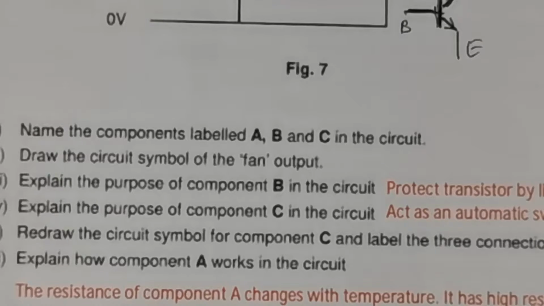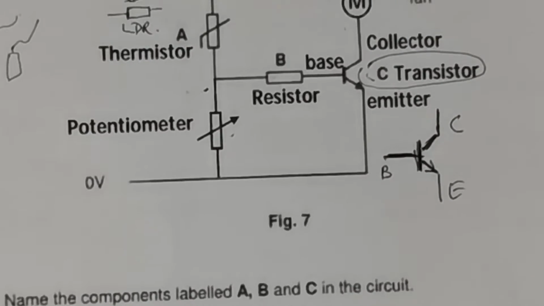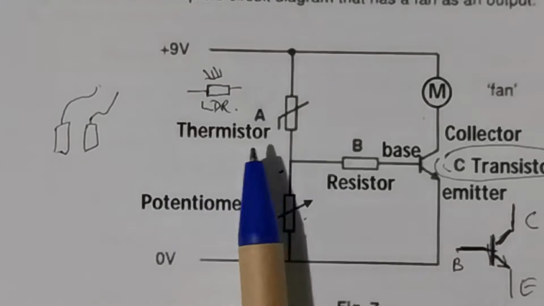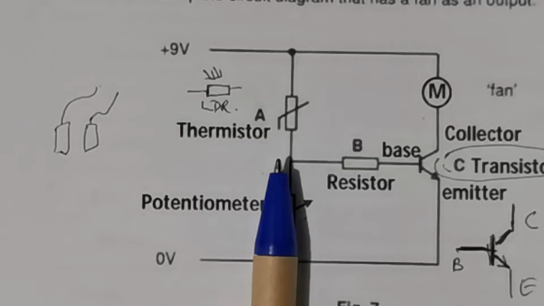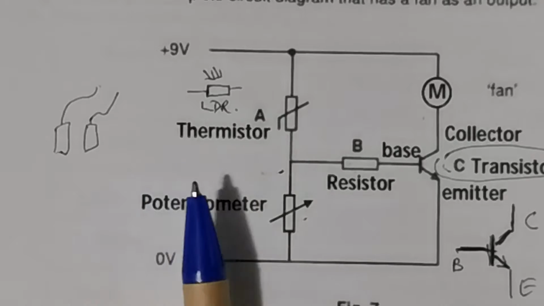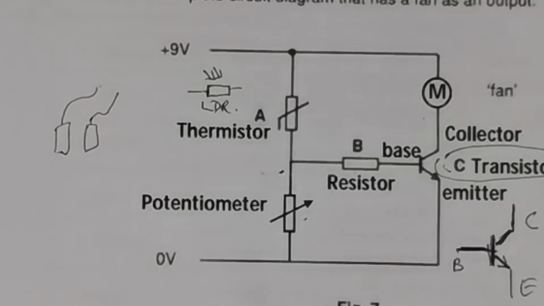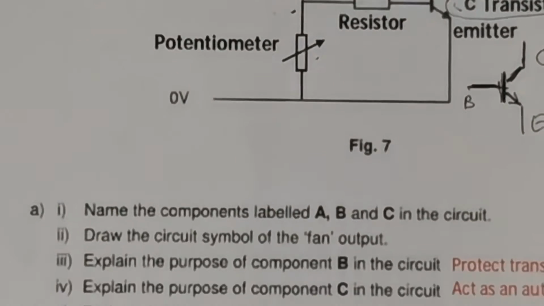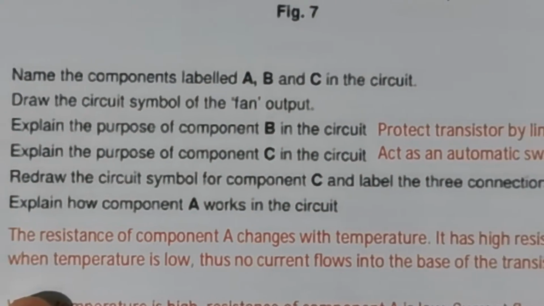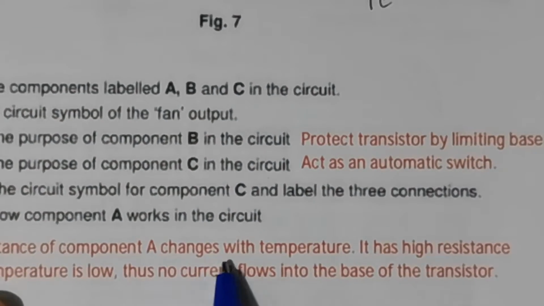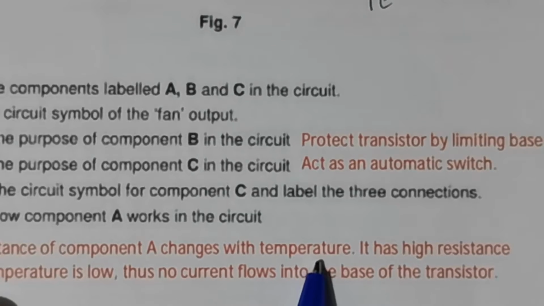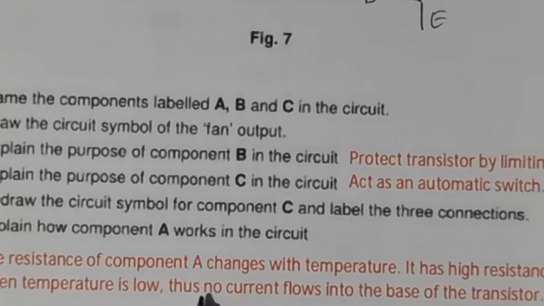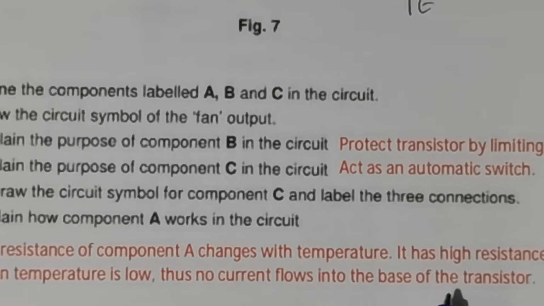Explain how component A works in the circuit. Now this is component A. Of course, the purpose is to sense the temperature. It acts as a sensor to sense the temperature. Thermistor. Let's see where is the answer. The resistance of component A changes with the temperature. It has high resistance when the temperature is low. When the temperature is low, no current flows into the base of the transistor.